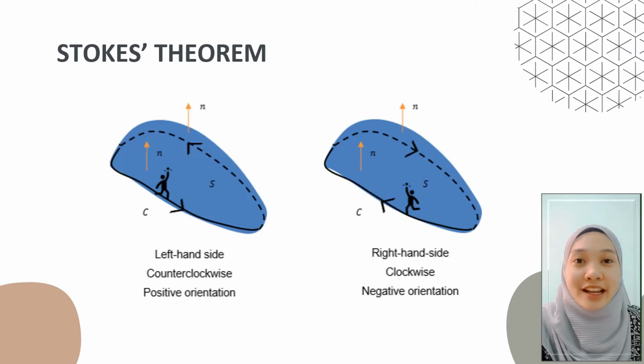To identify the direction or orientation of curve C in Stokes' theorem, an analogy of the hand side can be used. The figure shows someone walking around C with the head pointing in the n direction. Thus, if the surface S is at the person's left-hand side, then the boundary curve has positive orientation. Otherwise, if the surface S is at the person's right-hand side, the boundary curve C has negative orientation.